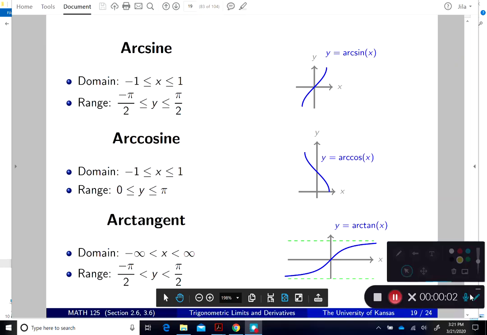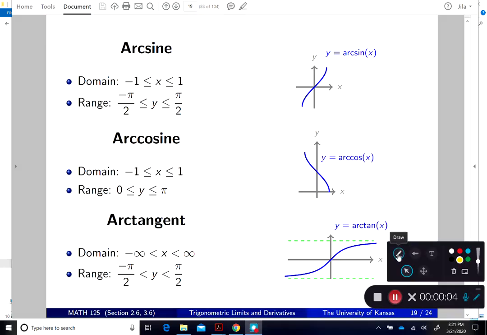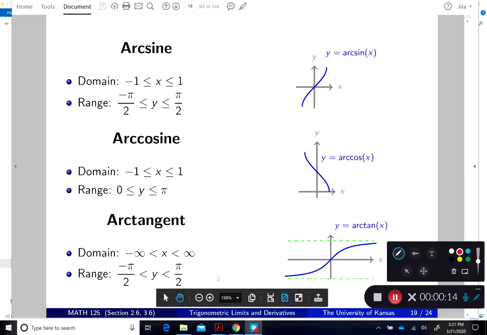So in this video, we're trying to review arc functions, arc trig functions, basically. So let's go back to arcsine. What is an arcsine? Arcsine, the input is a ratio, and the output is a radian value.